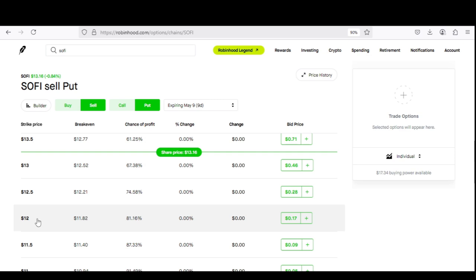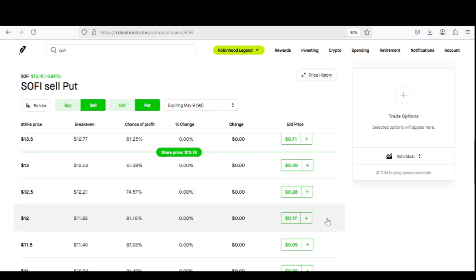Now, with the $12 strike price, you have a very high chance of profitability, which is about 80%, which is pretty decent. That tells you that you have an 80% chance that this trade is going to go in your favor. Now, this is an income generating option strategy. So the amount you're going to be paid is 0.17 or $17. Each option contract is multiplied by 100 shares. That's how we come up with $17.